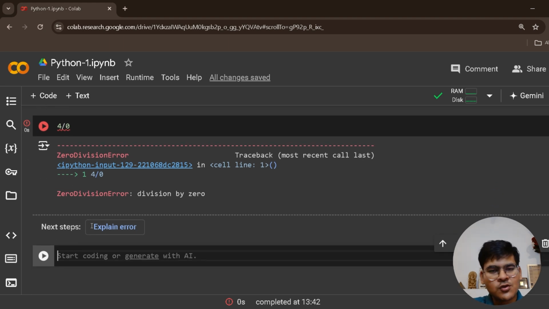So yeah, with this we are done with this topic. In the next topic, we'll talk about the BODMAS rule and how we can use it in Python.